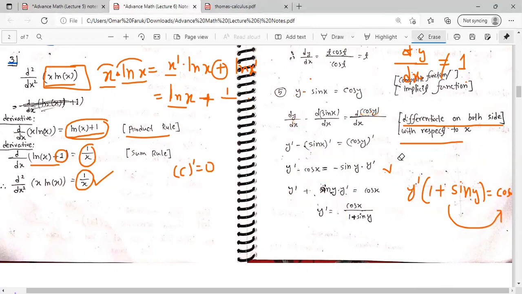So do you remember the rule? If we are differentiating y with respect to x, we cannot differentiate it directly. So we have to use the chain rule. The chain rule is derivative of outer function multiplied by derivative of inner function. And here you can see again, we cannot differentiate y with respect to x. That's why we put down here y derivative.